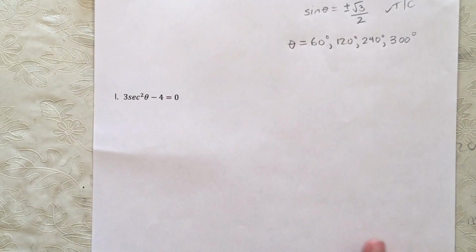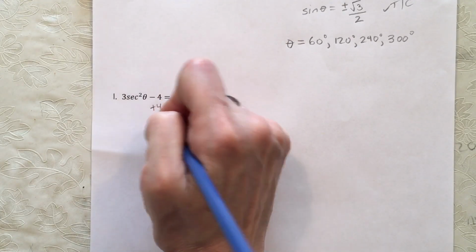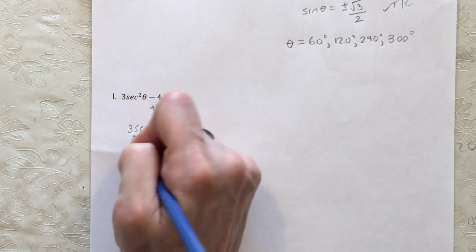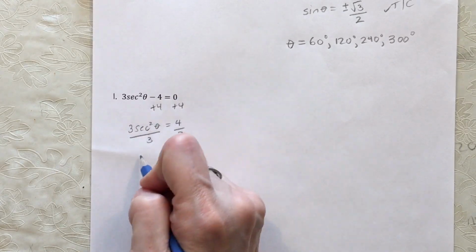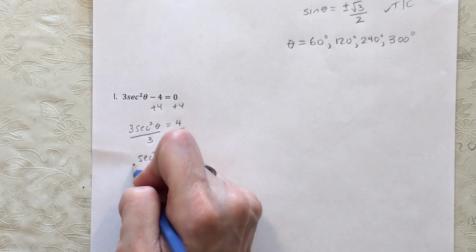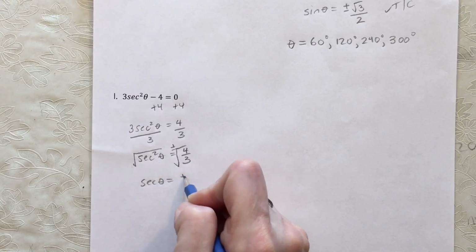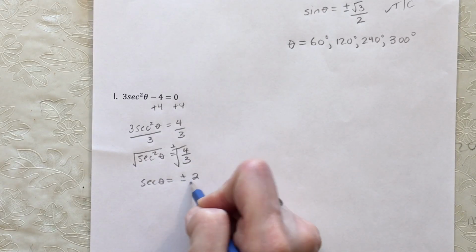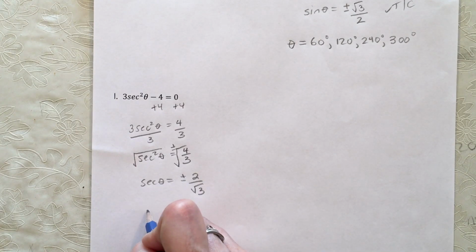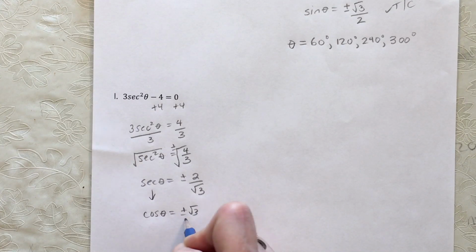Okay, we can use the same technique for this last one, L. 3 sec squared theta minus 4 equals 0. So we're going to add 4 to both sides first. Divide both sides by 3. Square root both sides, plus or minus. So sec theta is plus or minus the square root of 4, which is 2, over the square root of 3. Square root of 3 is not nice, so we're going to leave it. That's sec, but we want cos, because we want to use the CAST rule. So cos theta is plus or minus root 3 over 2.